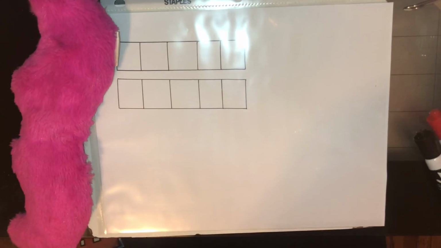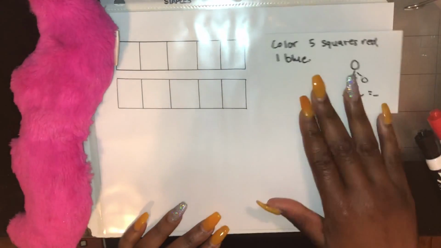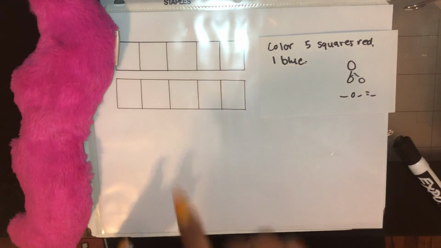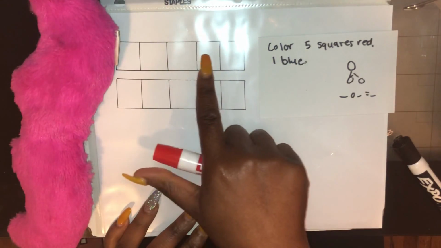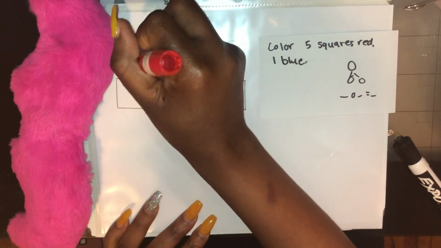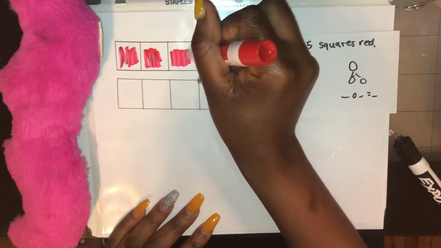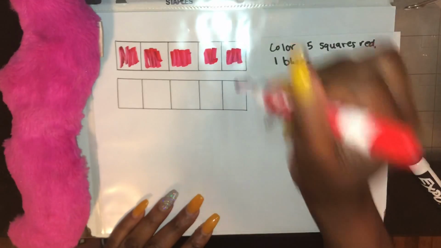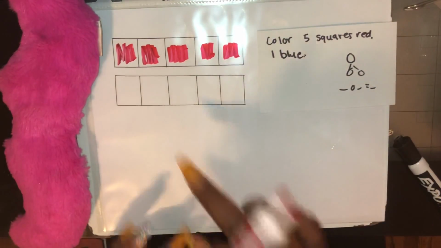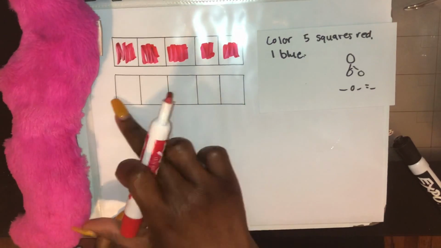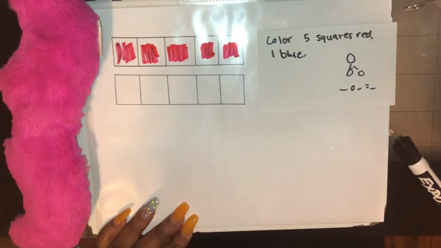So I'm going to do the first one. It says, color 5 squares red. So I'm going to color 5 squares red. 1, 2, 3, 4, 5. I'm going to color 1, 2, 3, 4, 5. So I know that there's 5 on top, and I'm going to count just to make sure. 6, 7, 8, 9, 10. So there's 5 at the bottom, and 5 and 5 equals 10.